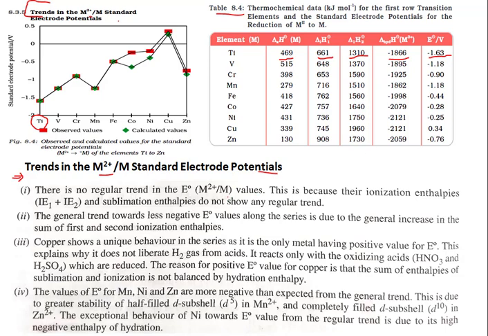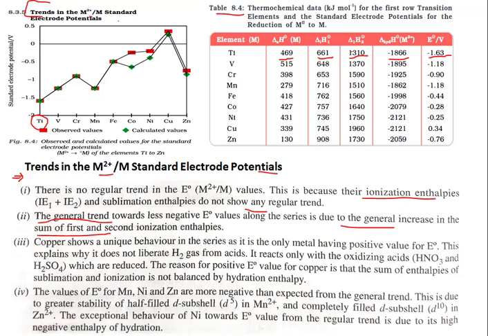They are totally changing. This is because their ionization enthalpies, that is, first and second ionization enthalpies, and sublimation enthalpies do not show a regular trend. The general trend towards the less negative E0 value along the series is due to the general increase in the sum of first and second ionization enthalpies. So that's why the magnitude generally goes on decreasing. There are certain exceptions also.